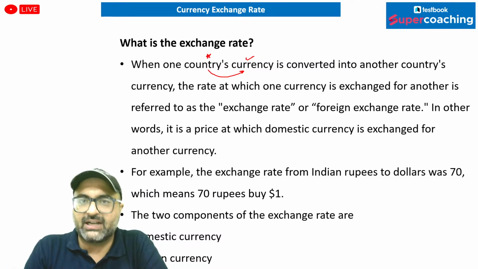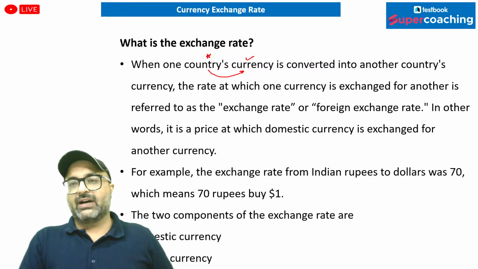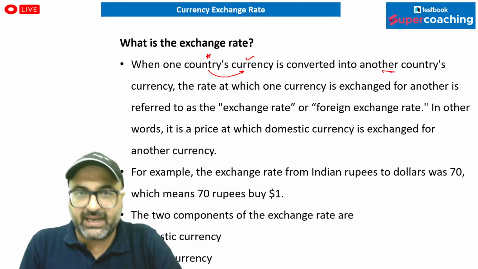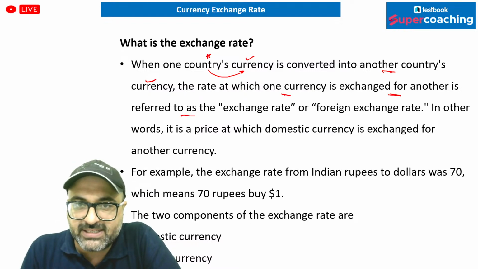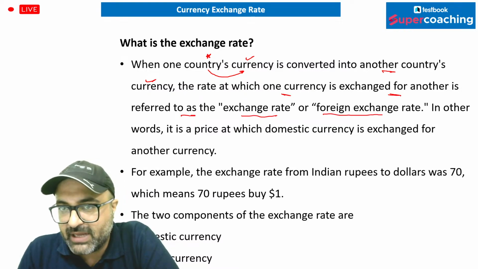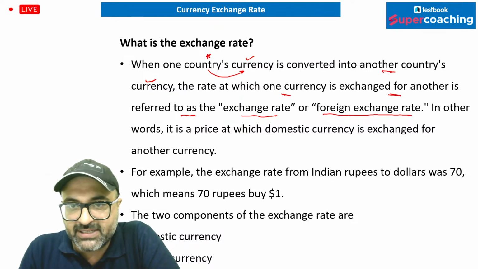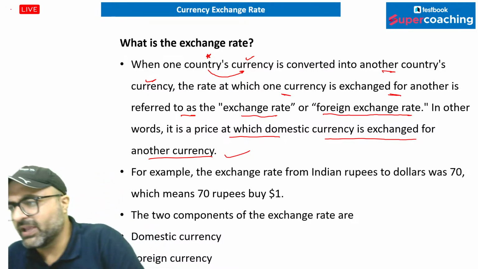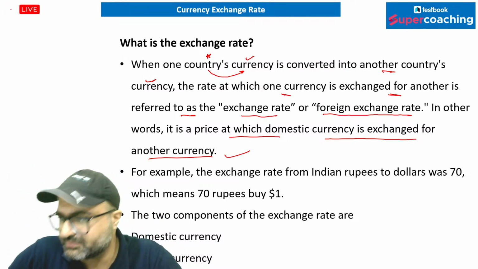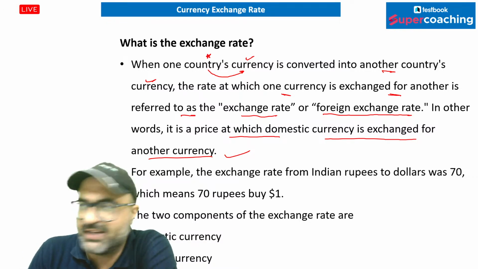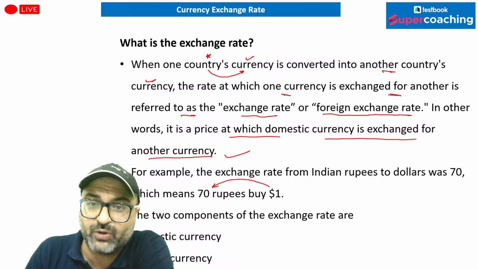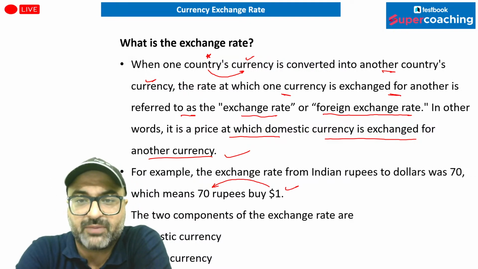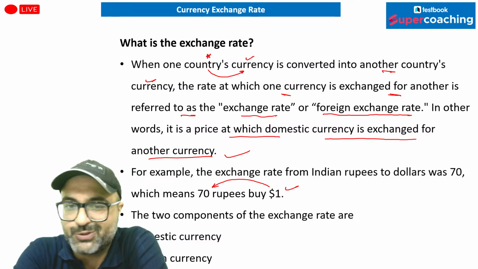So when one country's currency is converted into another country's currency, the rate at which one currency is exchanged for another is referred to as exchange rate, or it is termed as foreign exchange rate. In other words, it is a price at which domestic currency is exchanged for another currency, जैसा कि हमने डिस्कस किया. अब इसकी अगर मैं एक एग्जाम्पल के फॉर्म में डेफिनेशन देखूं तो एग्जाम्पल के फॉर्म में डेफिनेशन वही है जो मैंने ऑलरेडी आपको दी थी. वो क्या कि अगर $1 की मदद से आप 70 रुपए खरीद पा रहे हैं, if you can purchase 70 rupees against $1, that means the exchange rate is $1 equals 70 rupees.